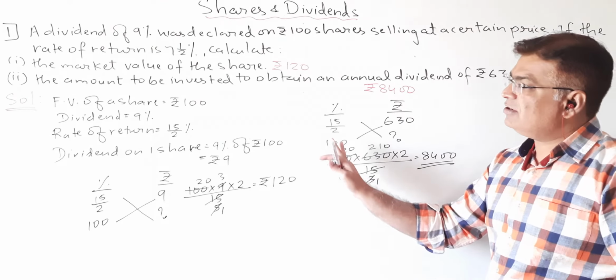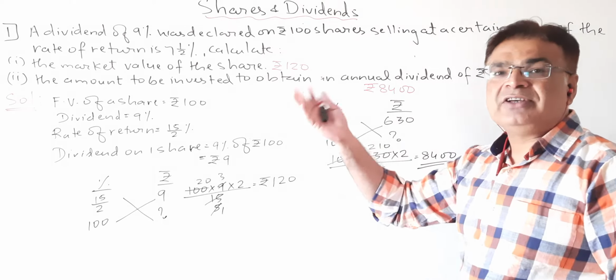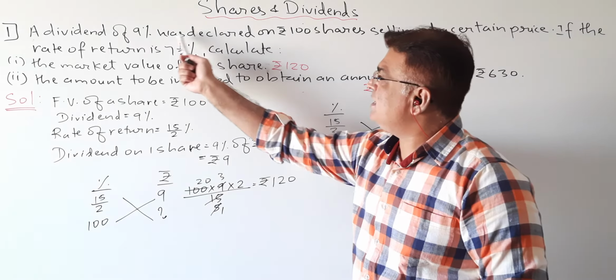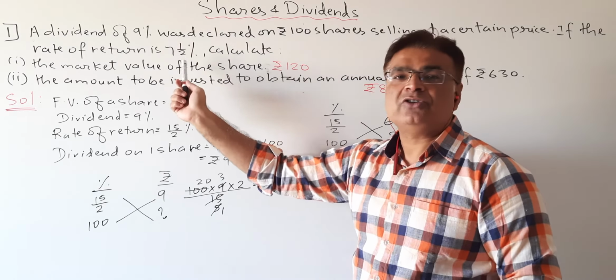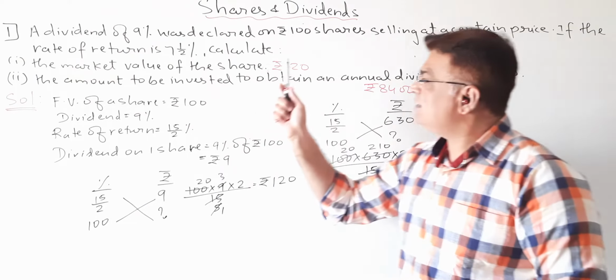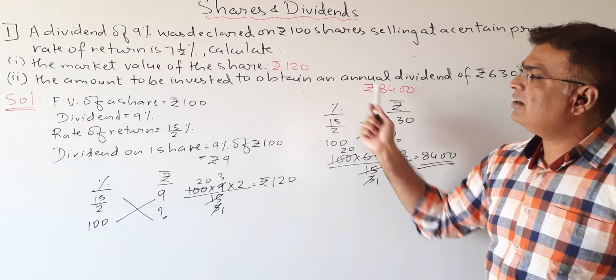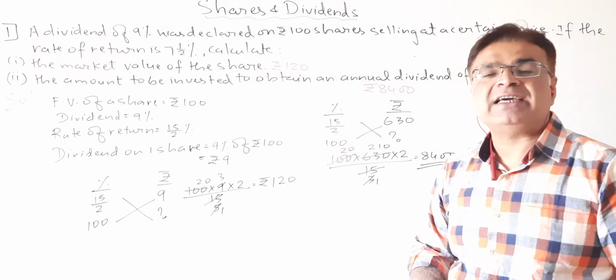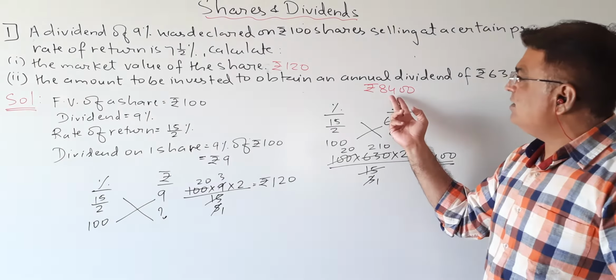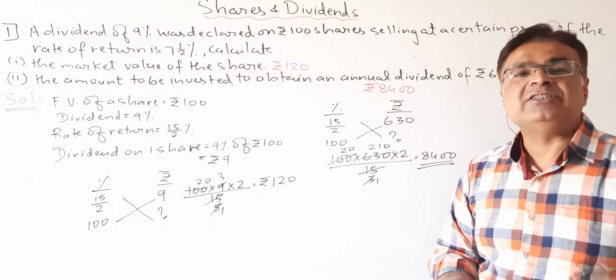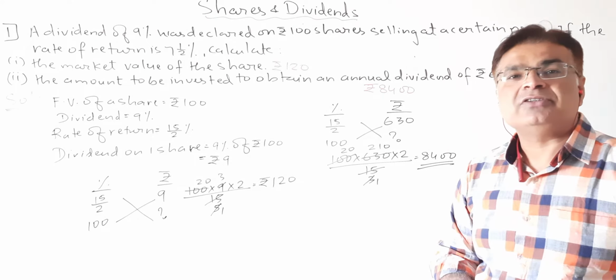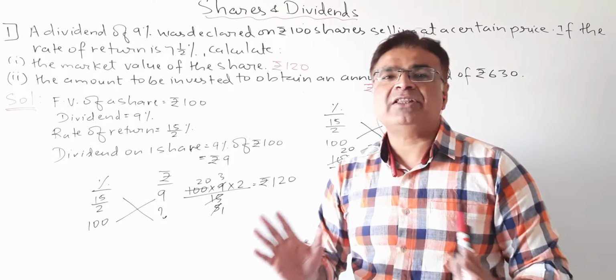Students, it was just a very simple sum, but in the previous session, if you have taken it as a sum, this data was wrong, the percentage was wrong. So this is the correct percentage and you can see the answer. So the market value of the share is 120 and the amount to be invested is rupees 8400.